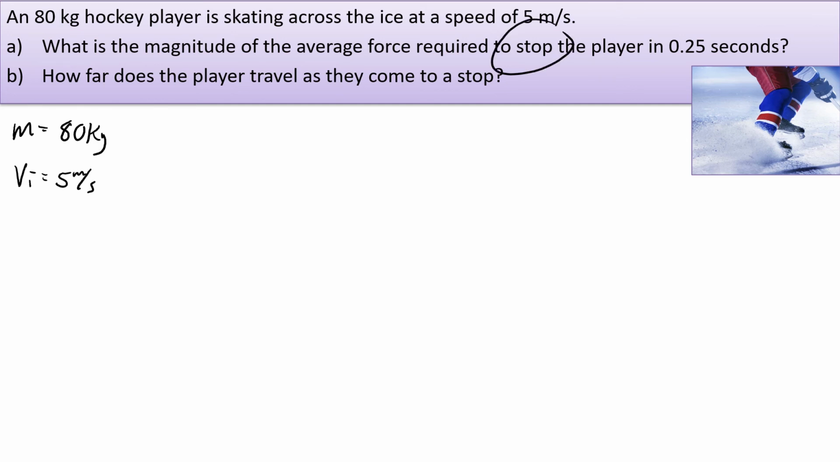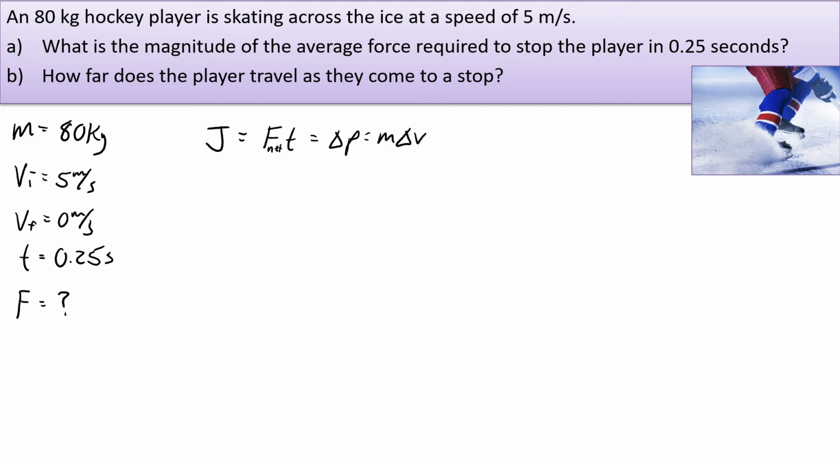Remember, if they come to a stop, that means the final velocity is 0 meters per second, and the time is also given to you, and they're asking for the force. So again, if you're looking at the whole theorem, we know that we're going to want to include this portion because we want to know what the force is. They're looking for the force. What other piece of information is useful? Well, we know m, and we know the change in the velocity, the initial and the final, so we can use that.